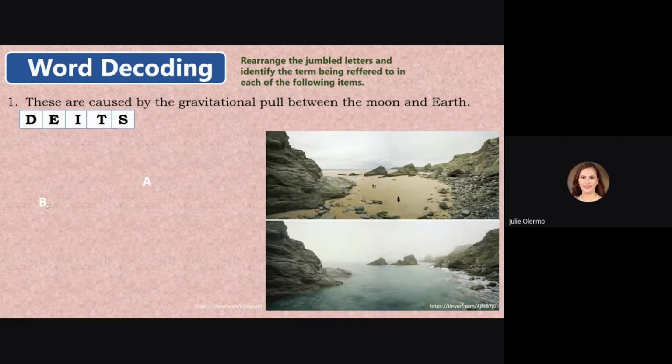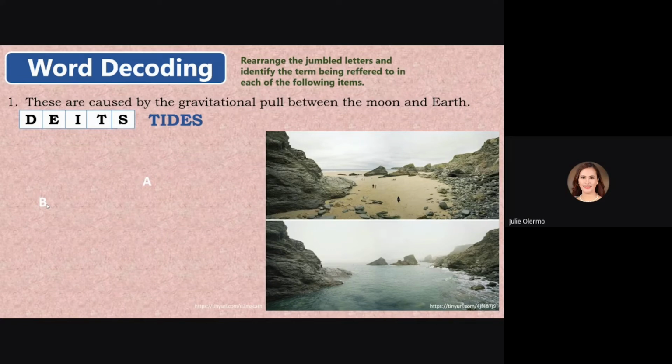The answers to the following jumbled letters are all coastal processes. Let's have number 1. It refers to the alternate rising and falling of the sea due to the attraction of the earth and the moon. So, what's the word? Another clue? The picture on the right side. It is tides. The moon's gravity pulls the ocean toward it during high tide.